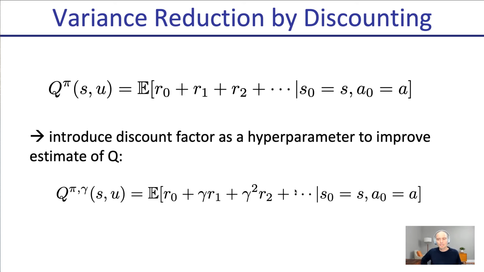Well, think again about what we're doing with looking at the grad log probability of an action given state and seeing how good that action was. You could say, well, maybe that action has more influence on things that are nearby than on things that come much later.